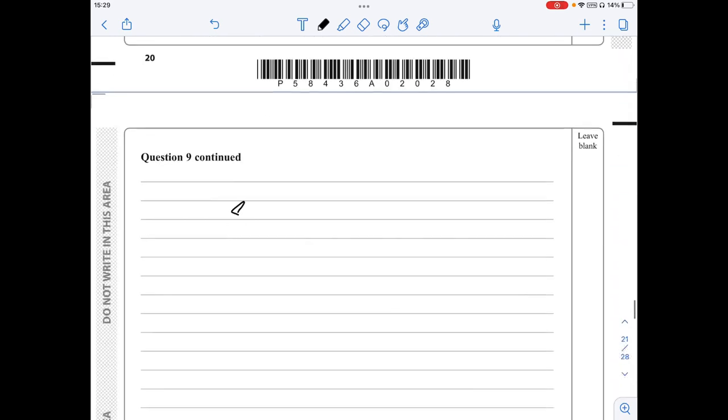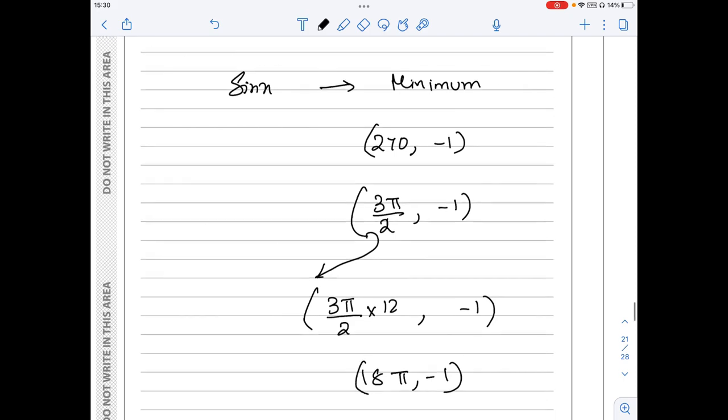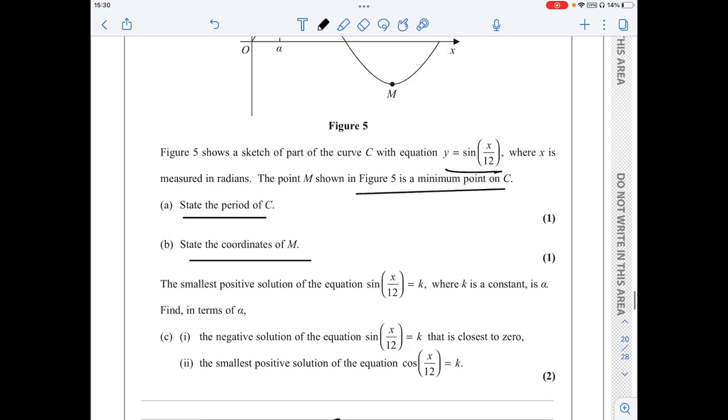Now, coordinates of M. Basically, if it is sin x, the minimum value will be at 270, -1. 270 is 3π/2. 3π/2, -1. Now because it is divided by 12, what am I going to do? I have to do the opposite operation, times 12. So it becomes 18π, -1. That's going to be the coordinates of the minimum point.